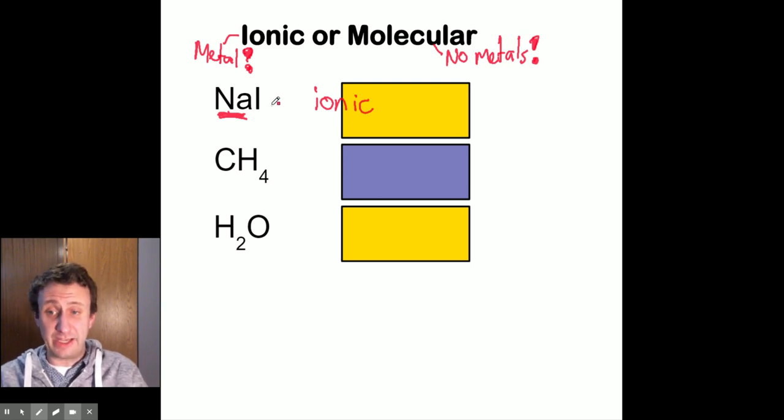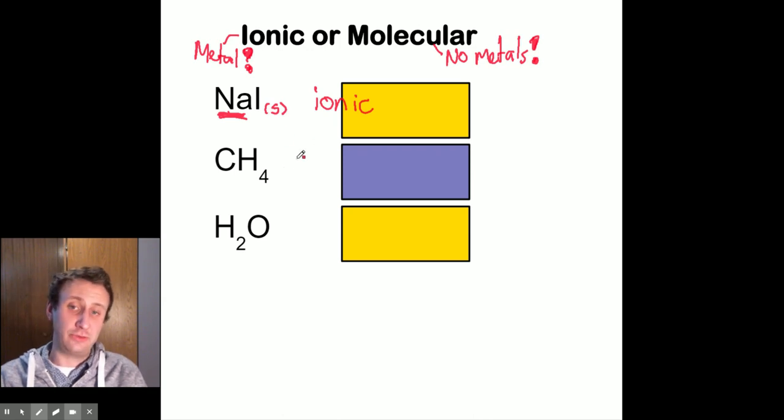Now, given that it's ionic, I actually know what the state is because all ionic compounds at room temperature are a solid. So I can actually put a little bracket there, an S, and then another bracket. And that's how I show the state on a formula.